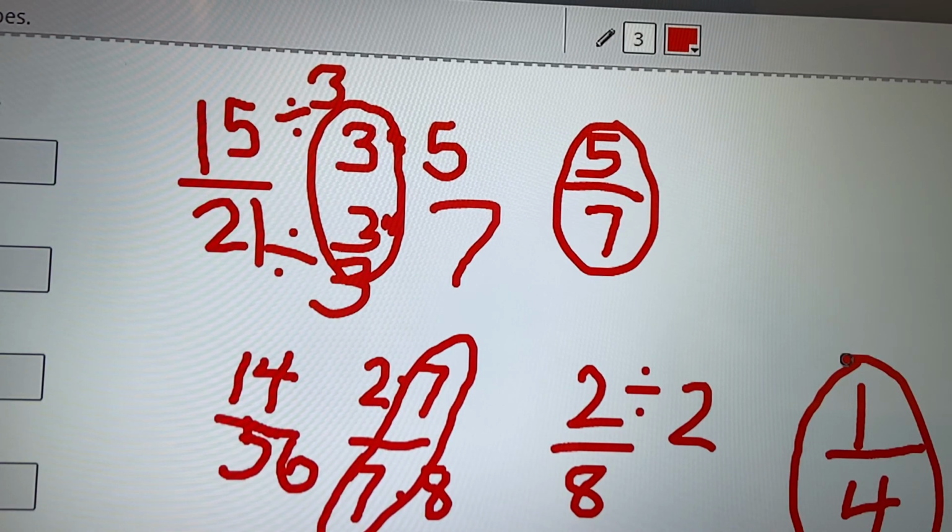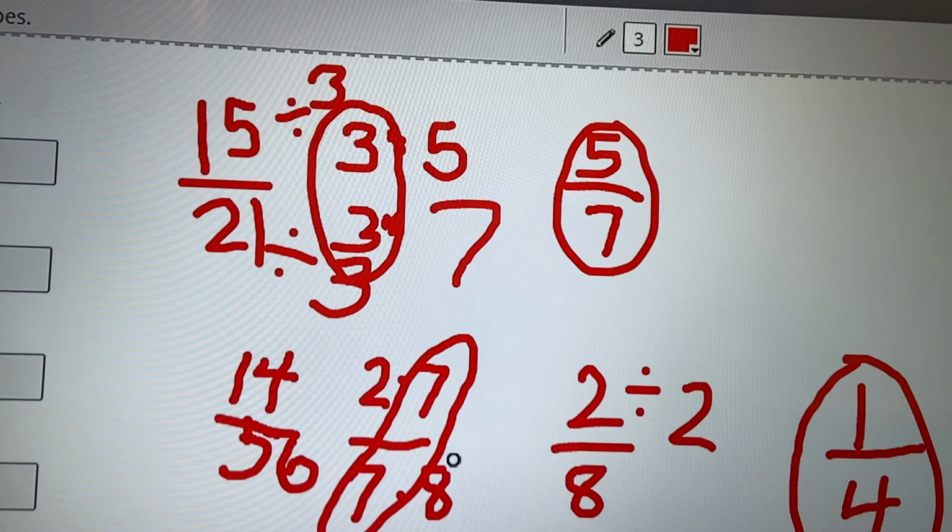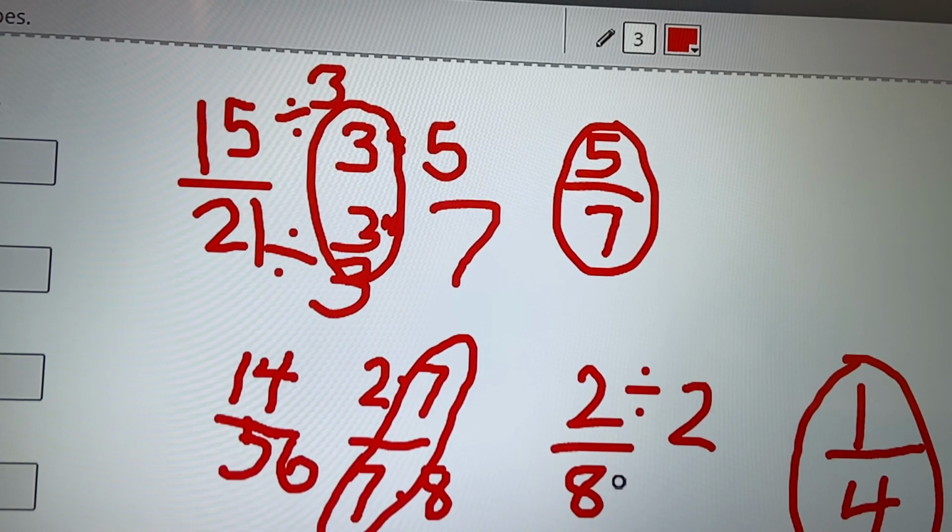It's 1/4. So you kind of have to be tricky, kind of have to watch, because I divided this out. When I divided it out, it gave me 2 numbers that can be divided again. So I have to divide those again. So watch out for that. Okay, next video will be question number 3.